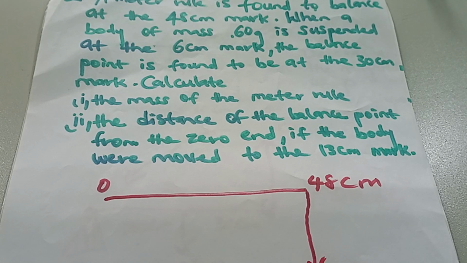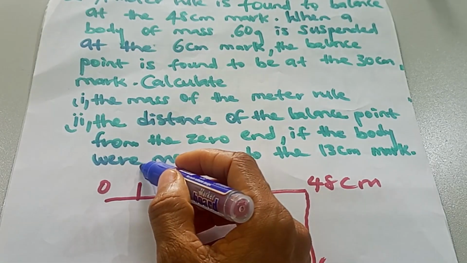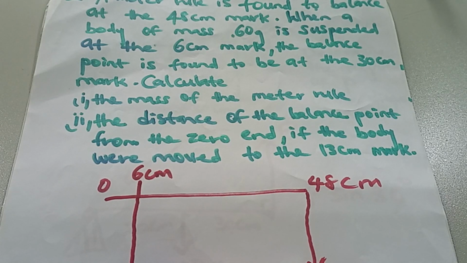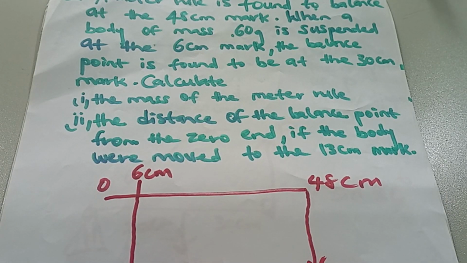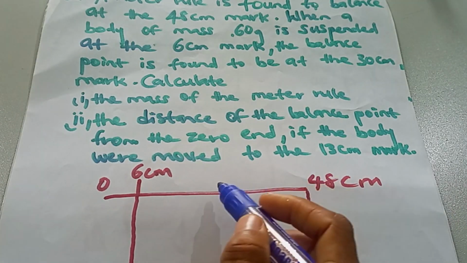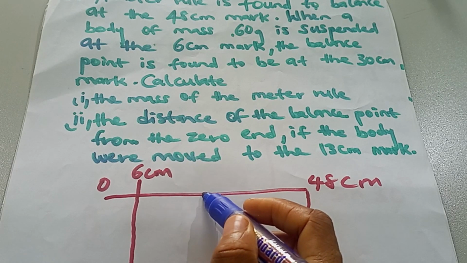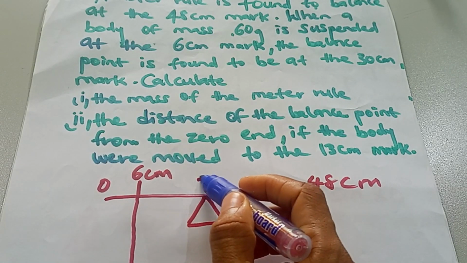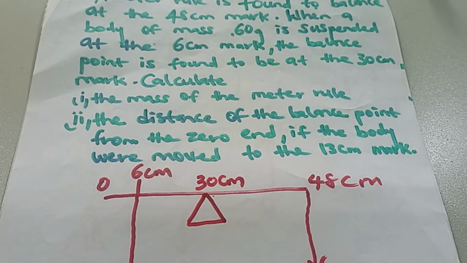Now when a body of mass 60 grams is suspended at the 6 cm mark, we'll locate the 6 cm. Here is 6 cm. The body of 60 grams is suspended here. When it is suspended at the 6 cm mark, the balance point will change to 30 cm. Calculate the mass of the meter rule.